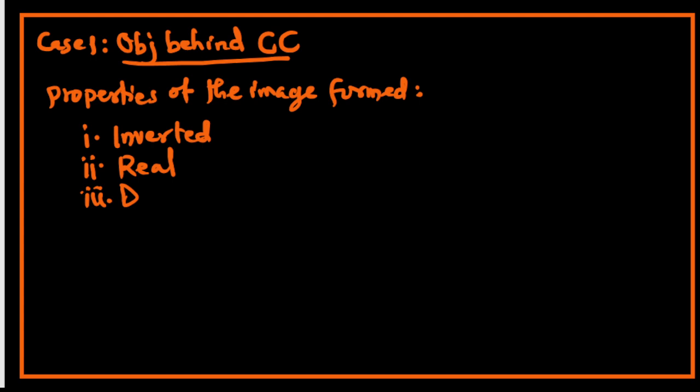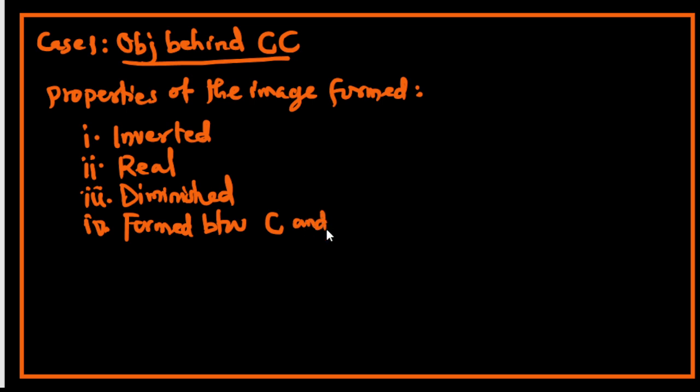Okay, the image is always diminished. Number 4, the image will always be formed between the center of curvature and the principal focus. Let me explain why it is so. Okay, but before that, quickly take this as the rule for drawing ray diagrams.